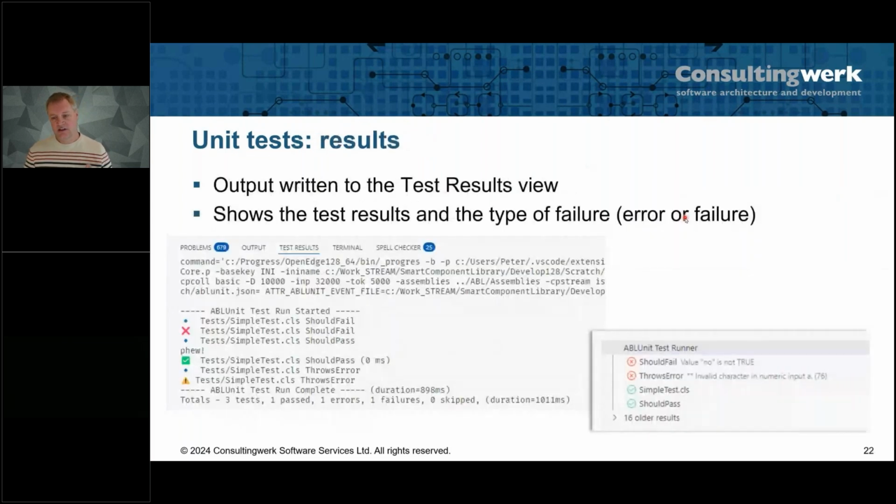So the results, as I said, plug right into the standard ABL unit way of working with things. It writes out a results.xml file, but it also will write into this test results view. You can see over here, this is one of the standard Visual Studio Code views in the panel. And it will say, I ran this test. Any message output that came, there's an error, it threw an error, it failed, right? So we can see that in the view.